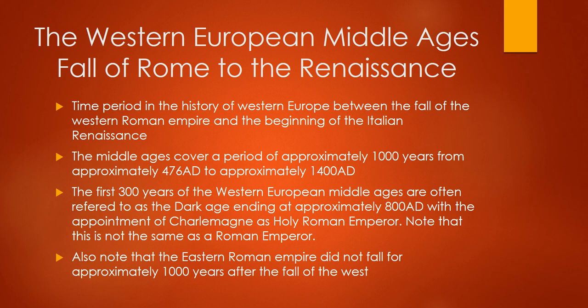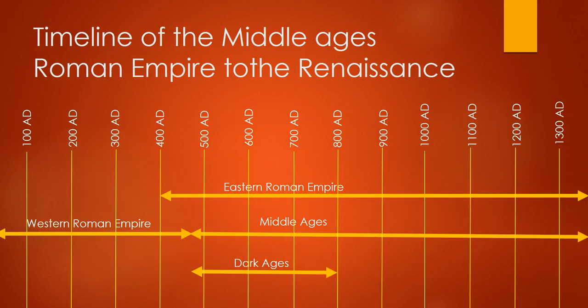One thing that's important to understand is that after the fall of the Western Roman Empire, the Eastern Roman Empire flourished. It lasted another 1,000 years until it was taken over by the Turkish Ottomans in about 1400, about the beginning of the Italian Renaissance. So I put together a little timeline here that shows the ending of the Western Roman Empire and the beginning of what we should call the European Middle Ages.